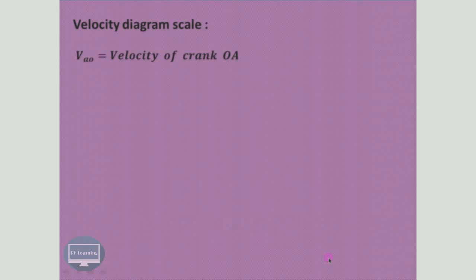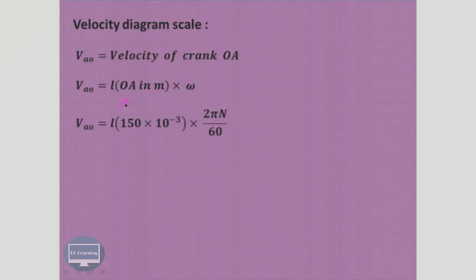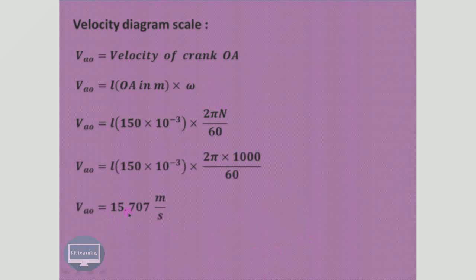Now, the first step is always to find out the velocity of the crank, and we know that V is equal to R omega, where R is the link length. The link length we have taken in meters. As we have seen earlier, 150 mm was the link, and we have converted that 150 into meters by multiplying by 10 raised to minus 3, and omega is nothing but 2 pi n by 60, and the value of n is 1000 rpm. So we can calculate this particular velocity as 15.707 meter per second.